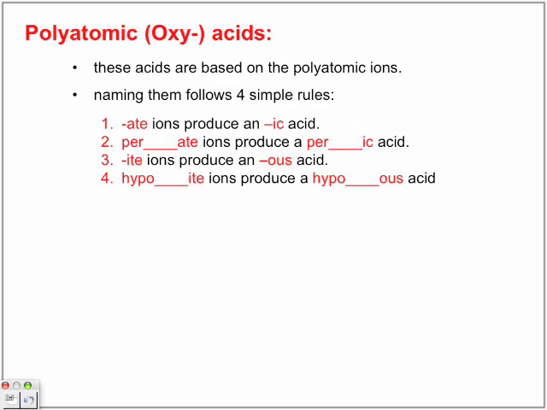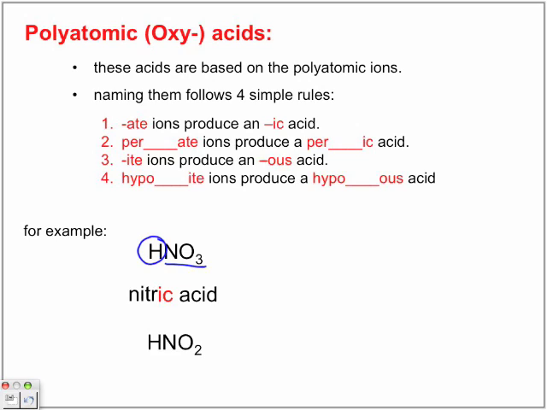So let's look at an example here. HNO3, the derivative is nitrate, so we have the nitrate ion. According to this rule, the name is not nitrate because we have hydrogen present with the nitrate ion, so we call this nitric acid. We have the original polyatomic with the IC ending, and we add the word acid to it.